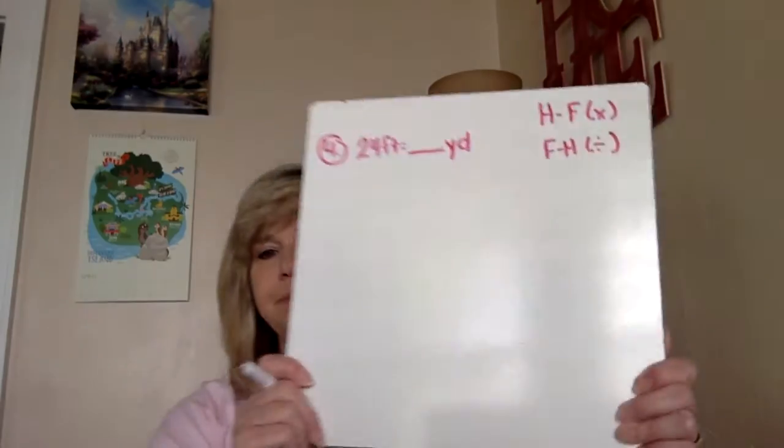So write down number 4. We have 24 feet equals, so I'm writing on my paper, hopefully you're writing on yours, how many yards. So this is what I have.